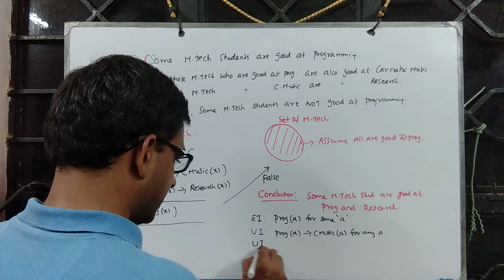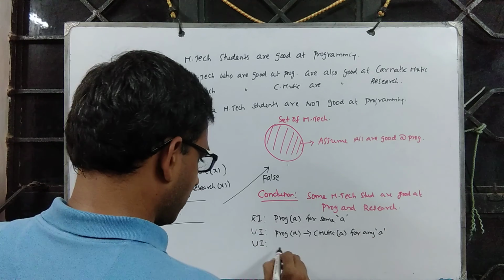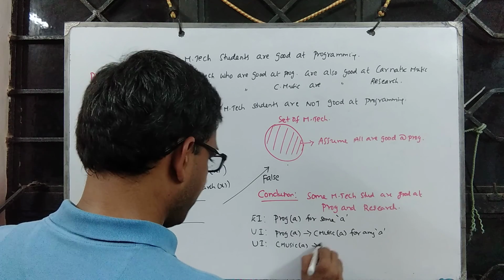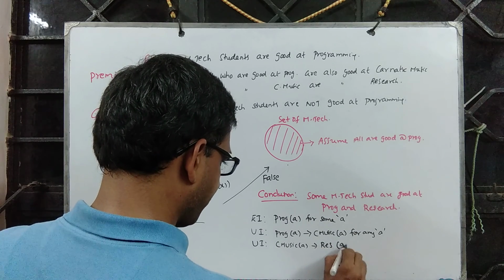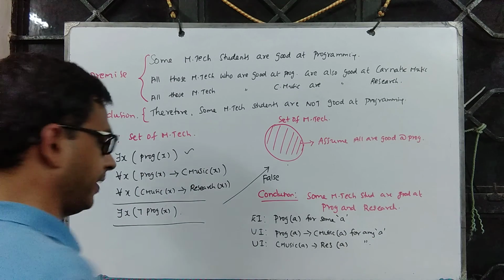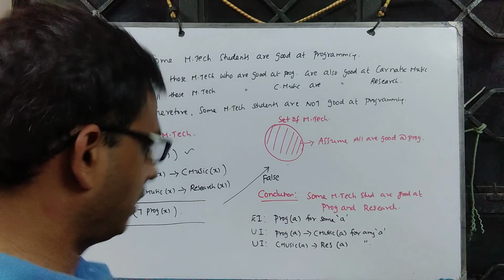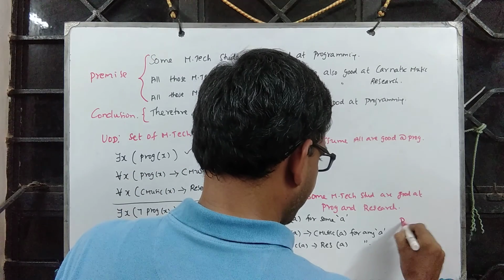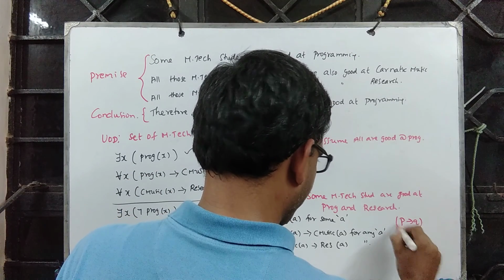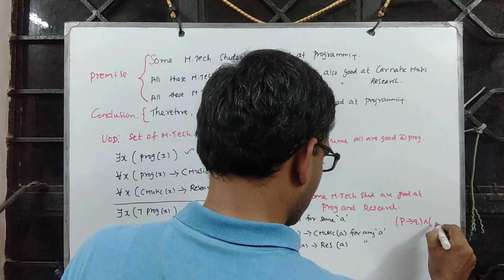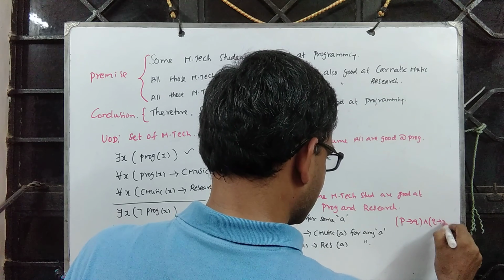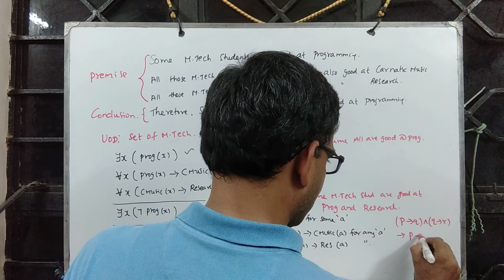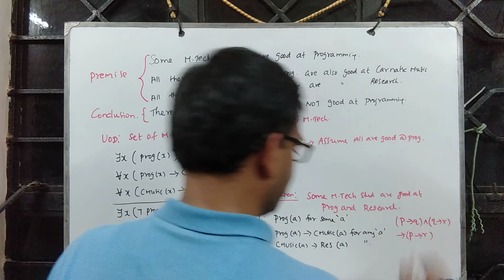Again universal instantiation: Carnatic music of A implies research of A for any A. So remember, P implies Q and Q implies R implies that P implies R.